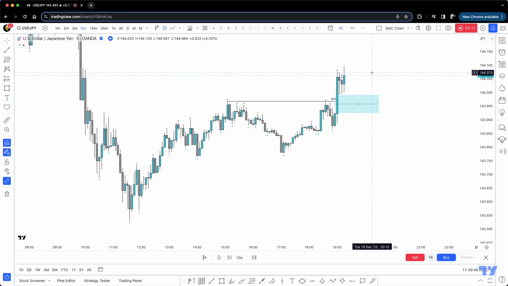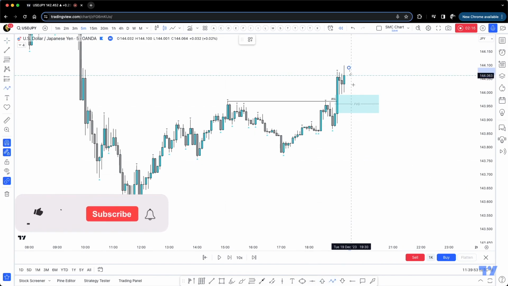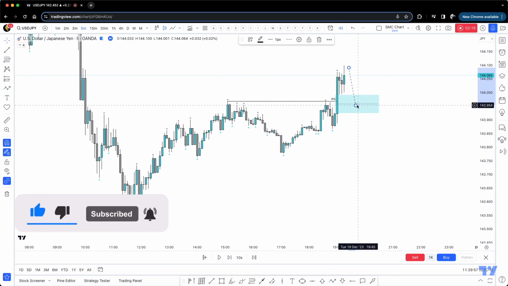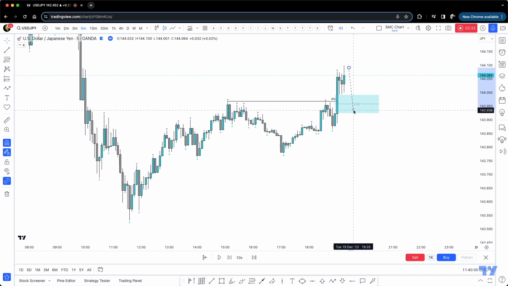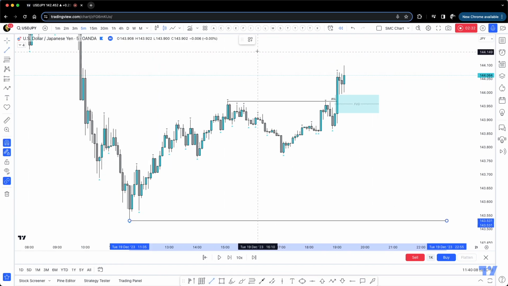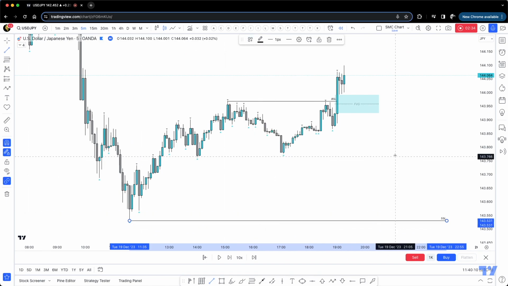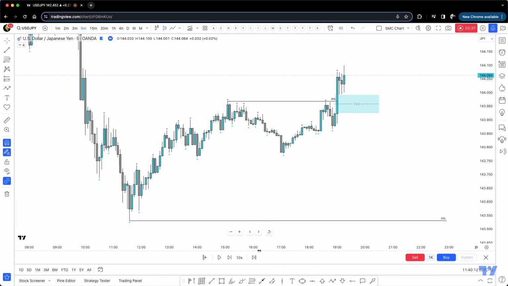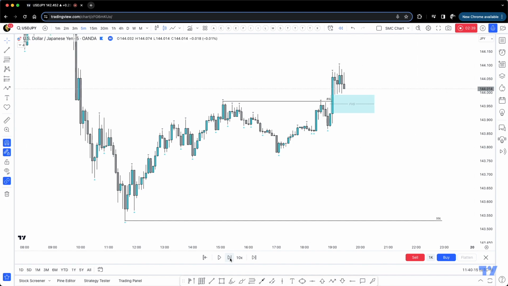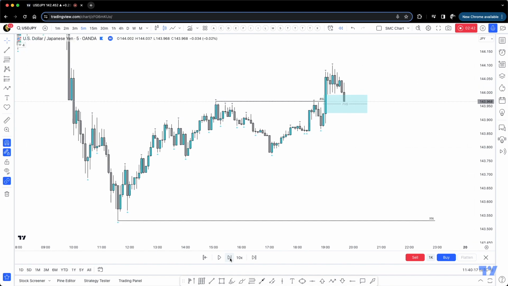If I want to go selling, I would like to see the price actually fail. Not touch and go, but I want this fair value gap to be broken. And I can probably at that point consider getting into sells, targeting these previous lows right there. This would be my draw on liquidity. So from there, all we have to do is wait and see if price is going to react to this and go up, or fail.